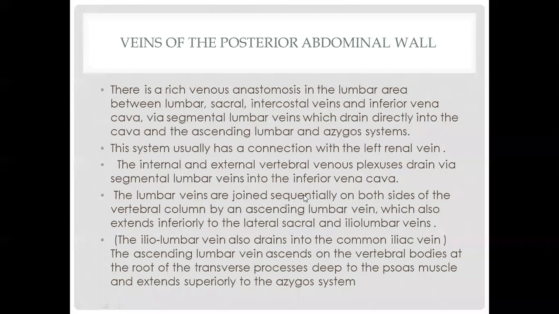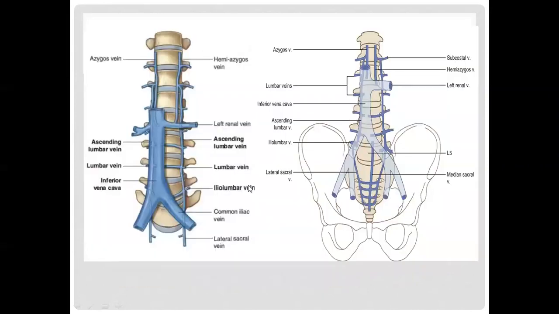The lumbar veins are joined sequentially on both sides of the vertebral column by the ascending lumbar vein, which also extends further to the lateral sacral and iliosacral veins. The iliolumbar vein also joins into the common iliac vein. The ascending lumbar vein ascends on the vertebral body at the root of the transverse process, behind the psoas muscle, and extends further to the azygos vein. This diagram shows the lumbar veins, with the iliolumbar vein going downward, the lateral sacral vein, and the ascending lumbar vein going to the azygos.